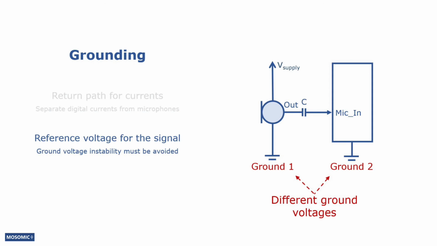Second, ground is the reference voltage for the signal both at the microphone as well as at the system that receives the microphone output signal. Ideally, the ground voltage should be the same at both the microphone and the receiving end, but in practice the ground has some resistance, so the currents flowing in it cause voltage differences between different points in the ground. These voltage differences can deteriorate the quality of the microphone signal.